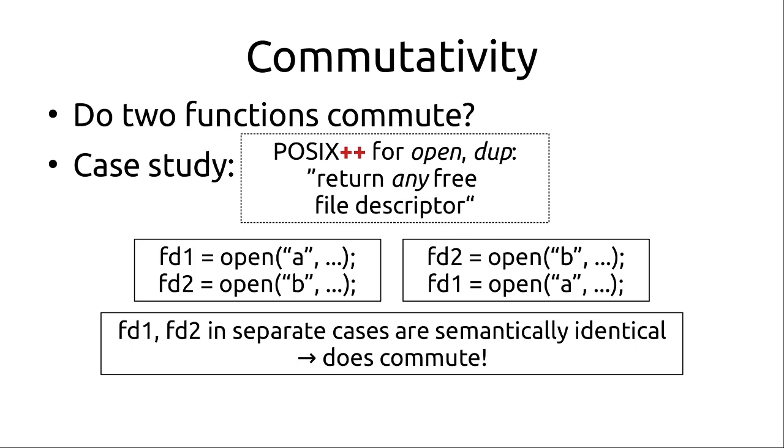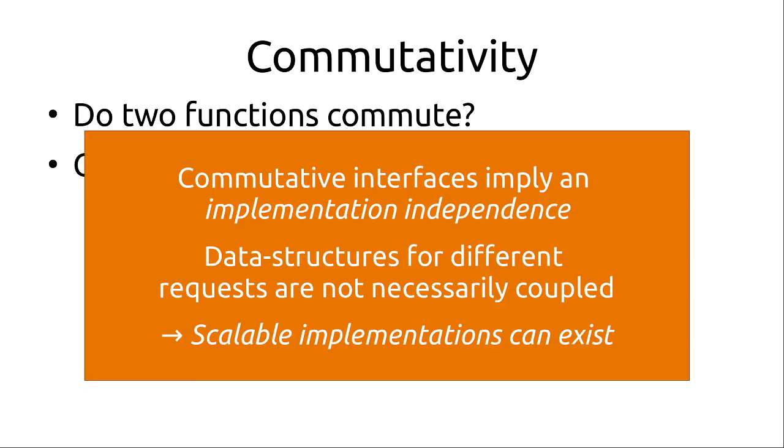Anything, again, I'm specifying here, anything means any of the free file descriptors that are not in use. So these actually do commute with that change. So why do we talk about commutativity at all? Commutative interfaces imply some sort of an implementation independence between two separate calls to different data structures.